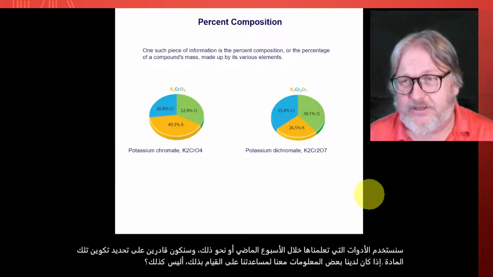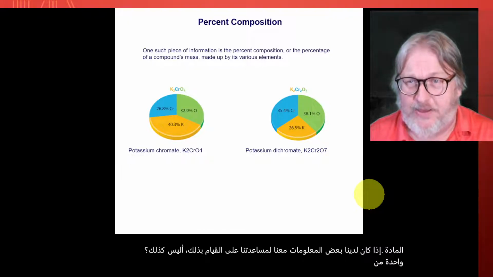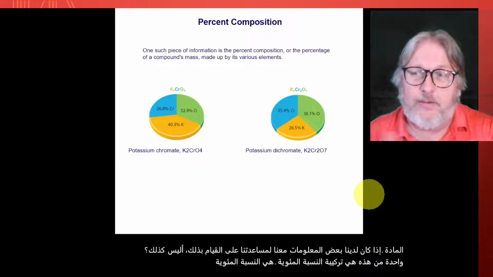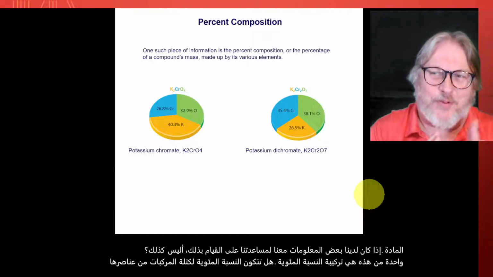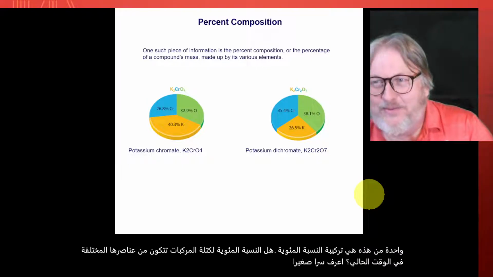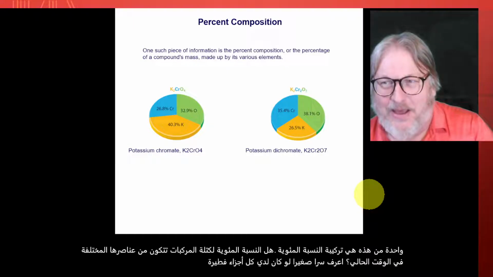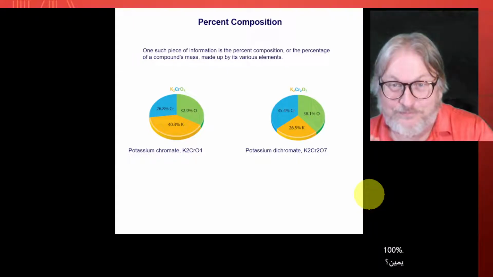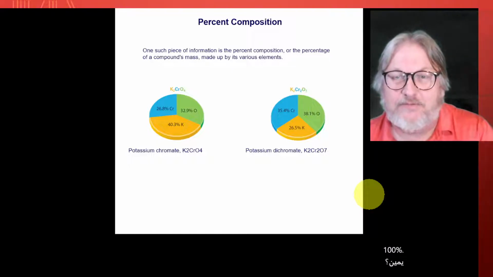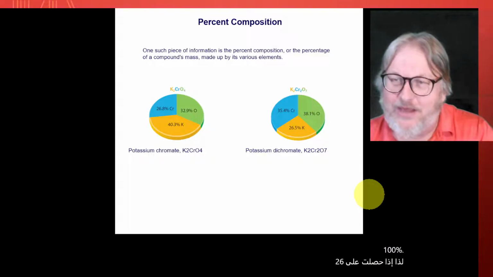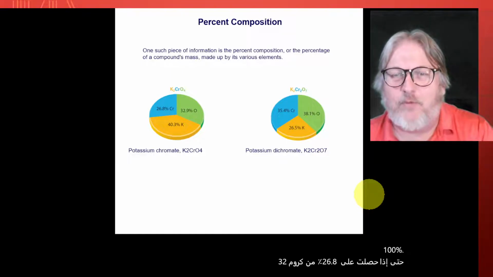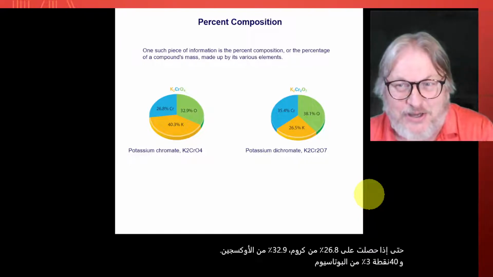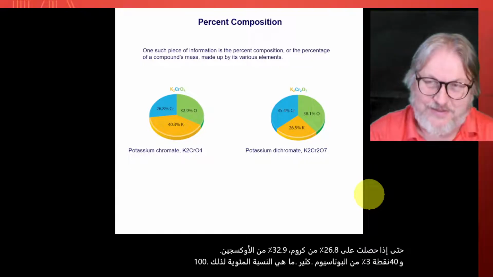One of these is percent composition, or the percentage of a compound's mass made up of various elements. Now we know one little secret. If I add all the parts of a pie, how many percent is that pie? 100%. So if I've got 26.8% chrome, 32.9% oxygen, and 40.3% potassium, what's the total percentage? It's 100. Okay? So that's good.